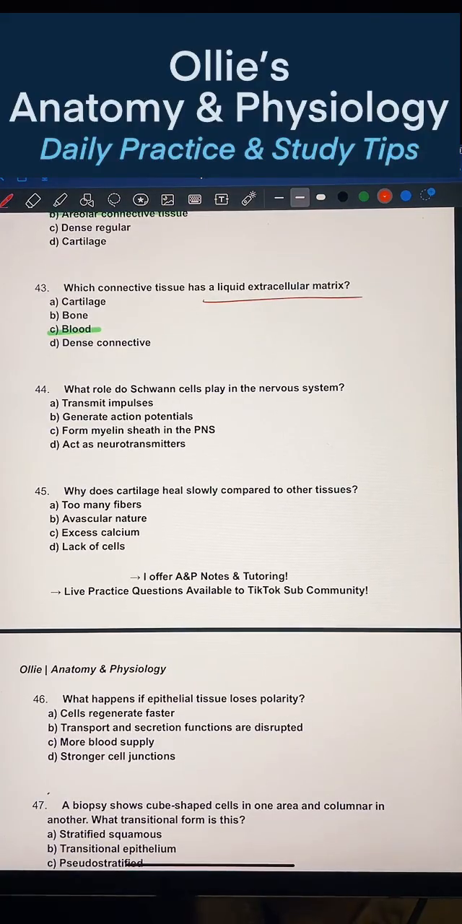Number 44, what role do Schwann cells play in the nervous system? A, B, C, or D? A, B, C, or D? I'll give you guys another moment.